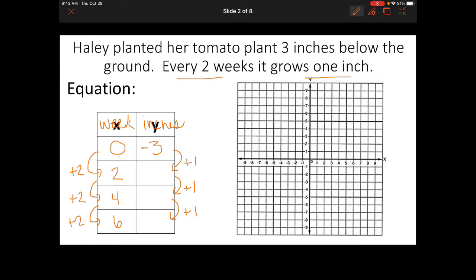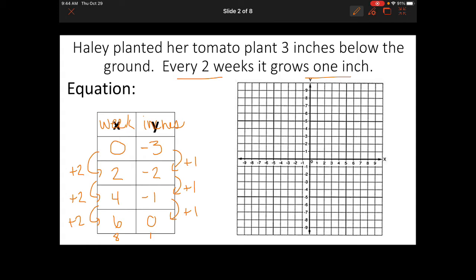So when it starts, it's -3 inches below the ground, then it's -2 inches below the ground, then it's -1 inches below the ground, and then boom, it's gonna hit the surface or the ground. If we went one more set, it would finally be above the ground. So there's our table. Let's go ahead and graph it.